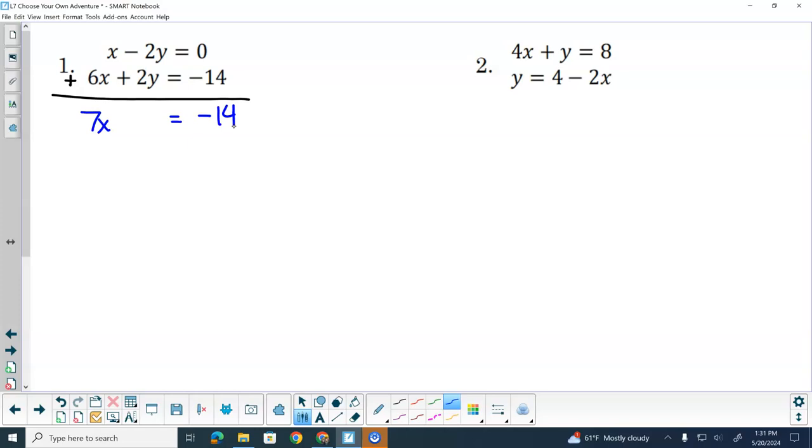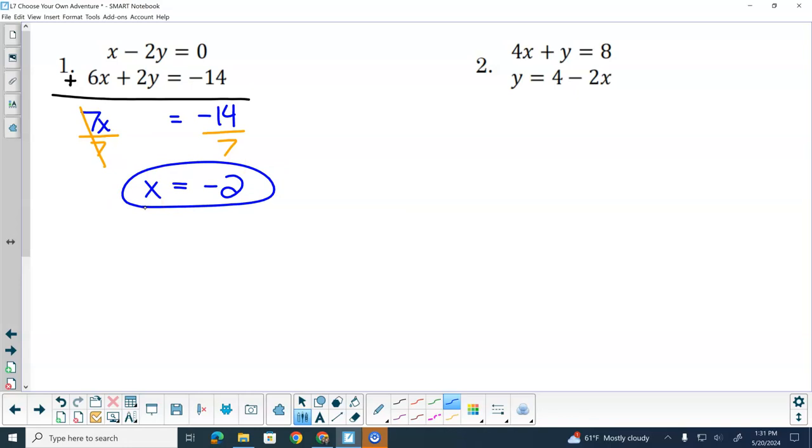Okay? We're still in step number three. Now we did the first half of step three. We added the equations. What's the second half? We need to solve. How am I going to solve this equation? I'm going to divide both sides by 7. That's going to give me x equals negative 2. Okay. So that's step number 3.